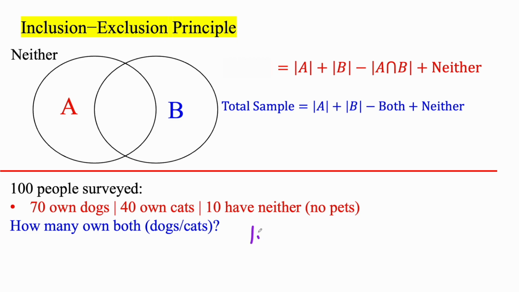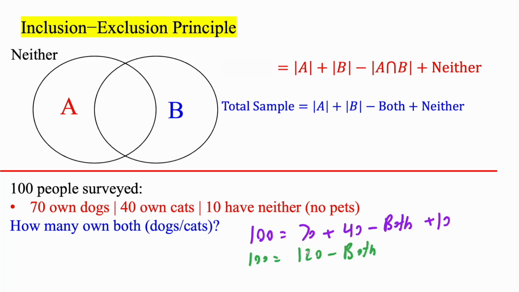So we surveyed 100 people. We know that 70 own dogs. We also know 40 own cats, but we don't know how many own both, so minus both. And we know that 10 have neither. And so if we add it up, 70 plus 40 is 110. 110 plus 10 is 120. So we have 100 is equal to 120 minus both. And so both must be 20 because 120 minus 20 gives you 100. So we know that there will be 20 people with both a dog and a cat.